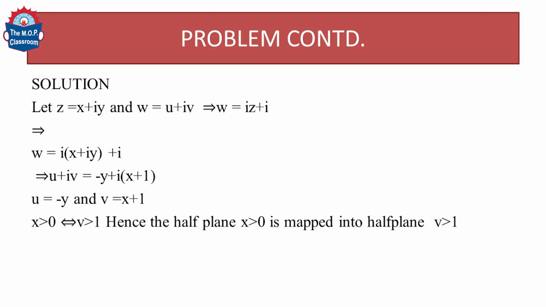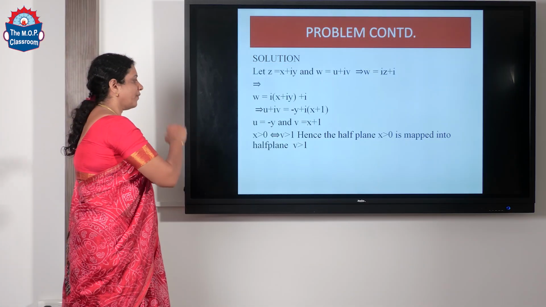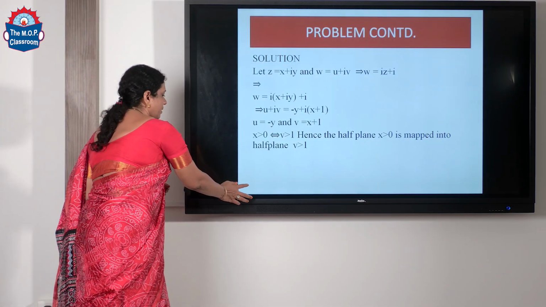If v is greater than 1, what does it imply? If you substitute v equal to 2, x will definitely be greater than 0. Similarly, for x greater than 0, we substitute x equal to 1, so v is greater than 1, v equal to 2. So, that we have seen in the diagram.